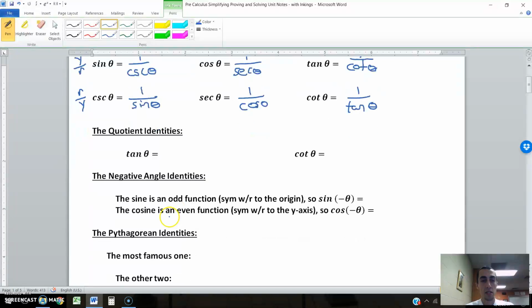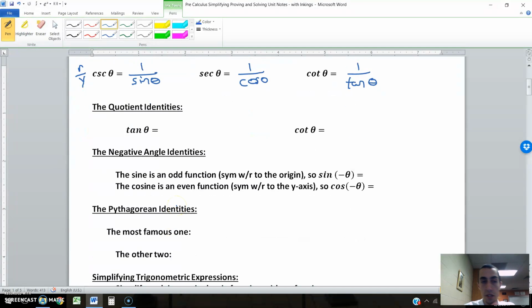Next up, the quotient identities. Quotient means a division expression. And so these are going to be division expressions. Tangent of theta is the sine of that angle divided by the cosine. We'll be using these quotient identities quite a bit. And the cotangent of an angle is the same as the cosine over sine. Now this makes sense because earlier we saw that cotangent and tangent are reciprocals. So it makes sense that the cotangent's quotient is the reciprocal form of the tangent's quotient over there.